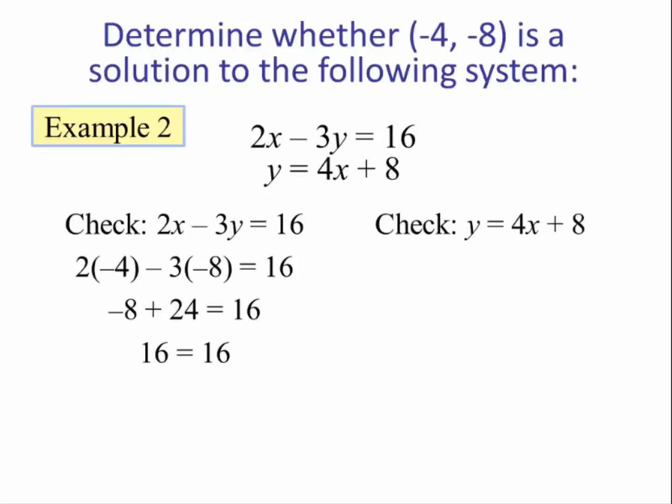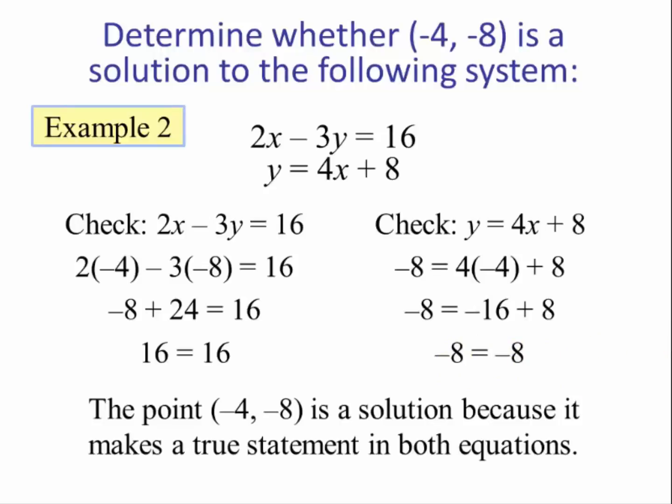To check y equals 4x plus 8, again we substitute negative 8 as y and negative 4 as x. Now we multiply and add 8, and hopefully we will get negative 8. This becomes negative 16 plus 8, which is negative 8. So we have negative 8 equals negative 8. That's a true statement. The point (negative 4, negative 8) is the solution because it is a point that is on both lines, and it makes a true statement for both equations.